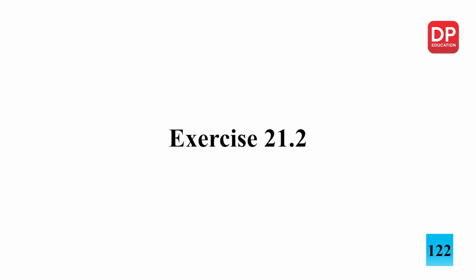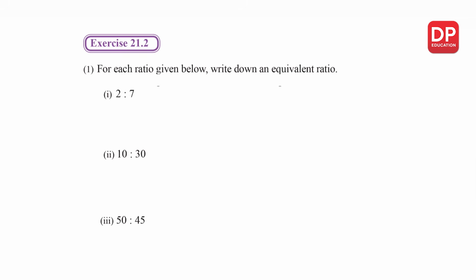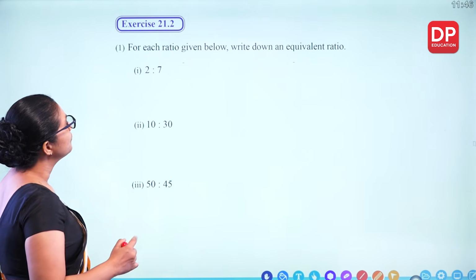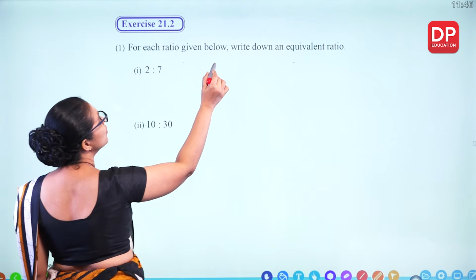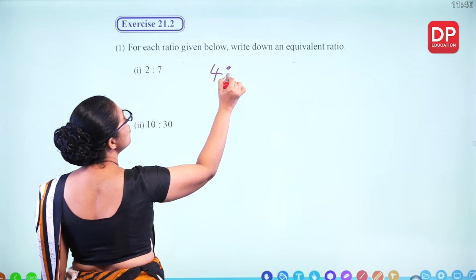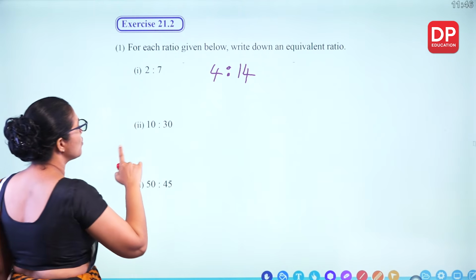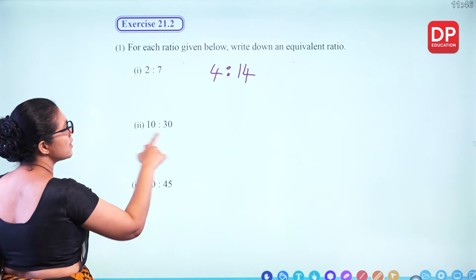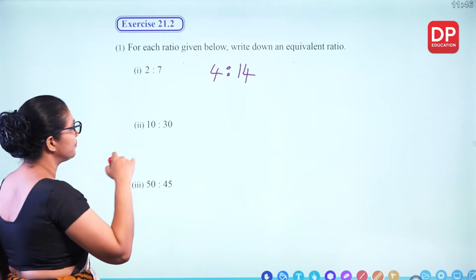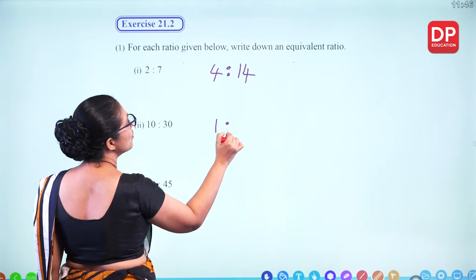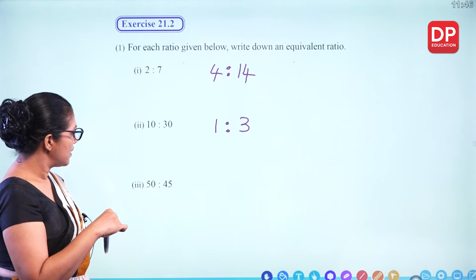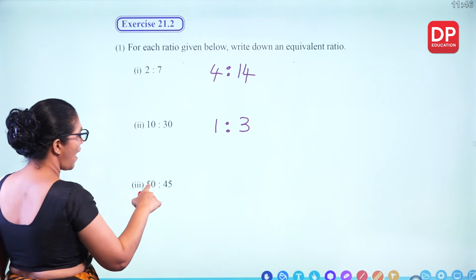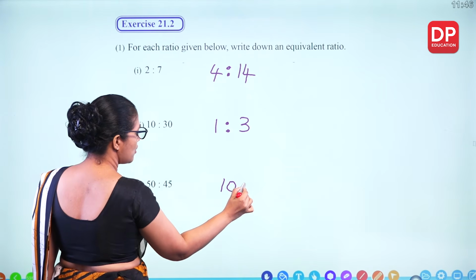Exercise 21.2. For each ratio given below, write down an equivalent ratio. Only one. So multiply by 2. 4 to 14. Multiply by 2. I can divide both sides by 10. 1 to 3. Divide both sides by 5. 10 to 9.